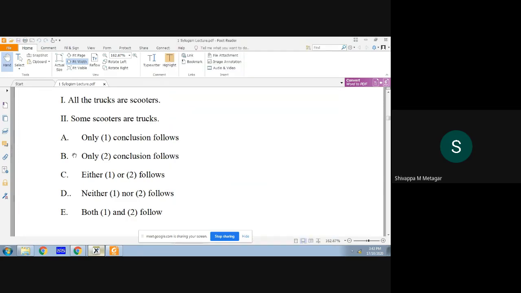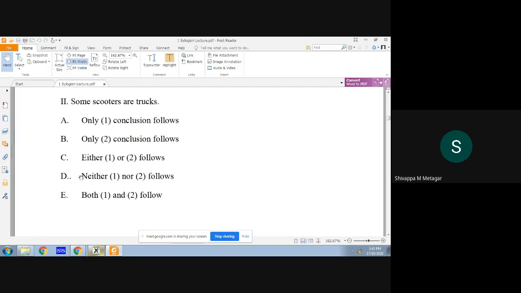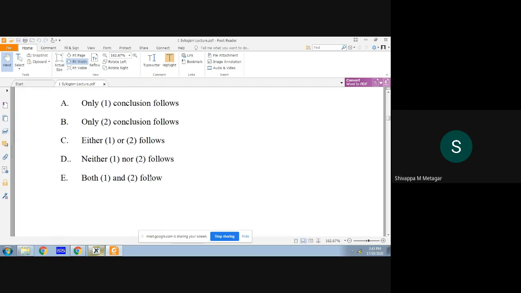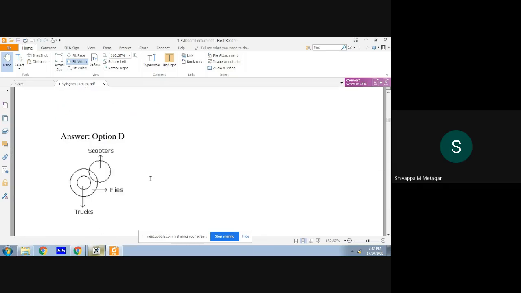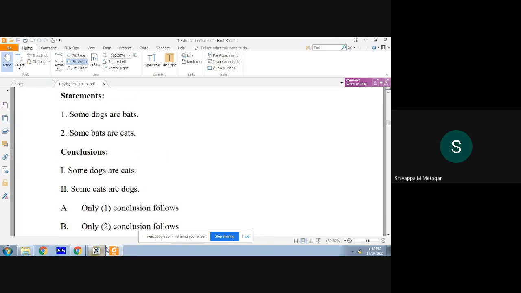Here they have given the conclusion, then these are the statements. Based on these conclusions, it is not possible to answer the given question. So neither one nor two is alone sufficient to answer the given question. Okay, it's a diagram. Solution. Now we can go to the next problem statement.